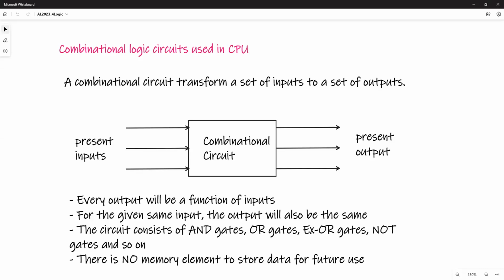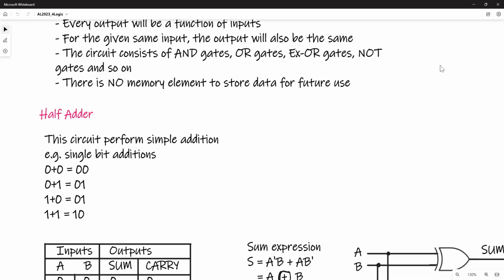Right. So last time we discussed what the logic circuits inside the CPU are, and under this we are going to discuss a couple of circuits. And the first thing that we have discussed is the half adder, right?